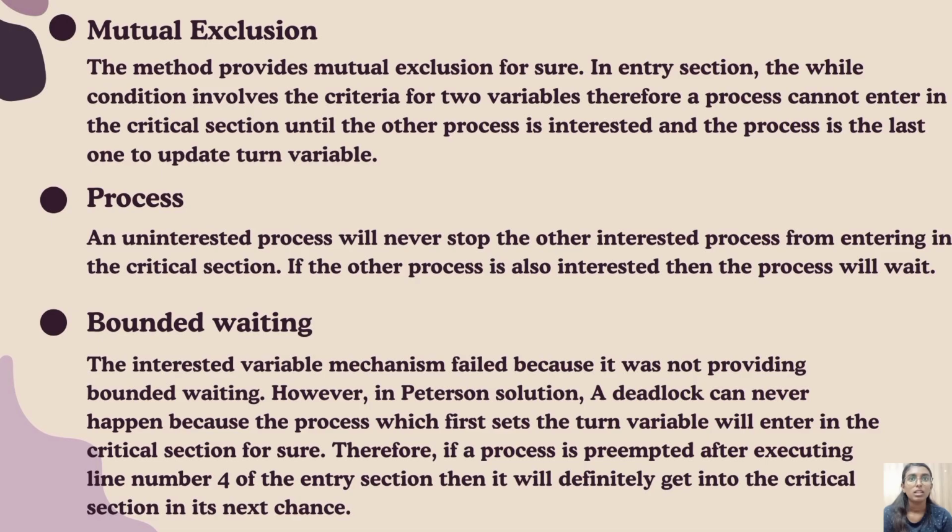Bounded waiting. The interested variable mechanism failed because it was not providing bounded waiting. However, in Peterson's solution, a deadlock can never happen because the process which first sets the turn variable will enter the critical section for sure. Therefore, if a process is preempted after executing line number 4 of the entry section, then it will definitely get into the critical section in its next chance.